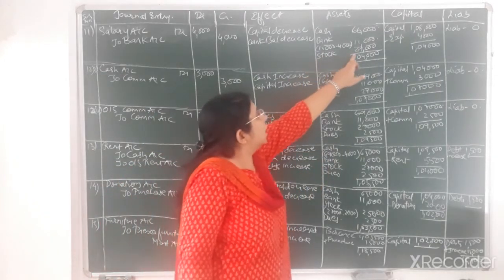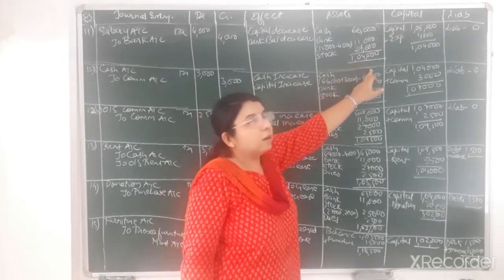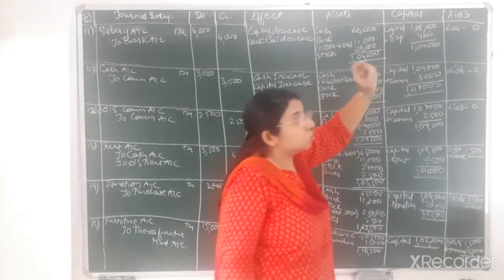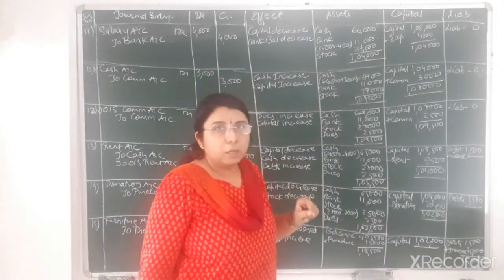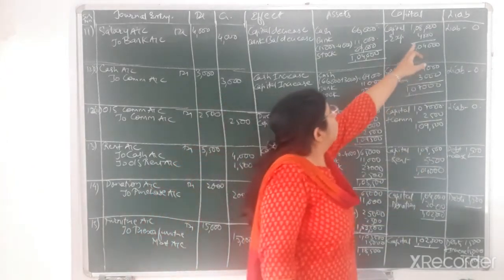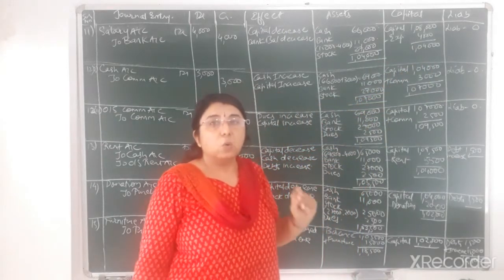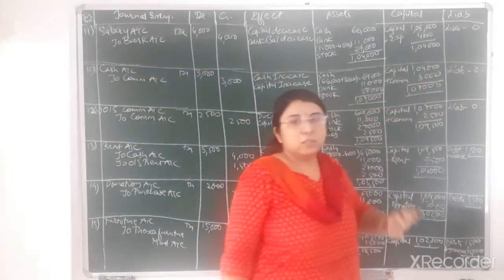Then after stock balance as it is 27,000, so the total value of assets would be 1,04,000. Now in case of capital, that is 1,08,000 from the previous transaction. In that, an expense, that is salary, is paid, so the capital will be reduced by the amount of expense that is paid. So by rupees 4,000 it will be reduced, so the new balance of capital would be only rupees 1,04,000. No change in liability, so as it is 0.